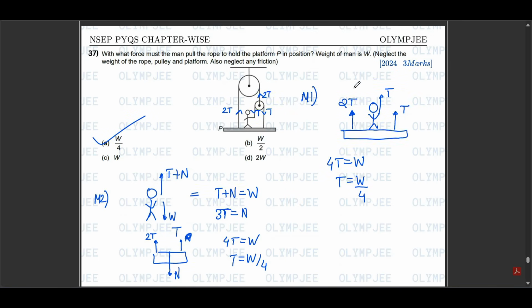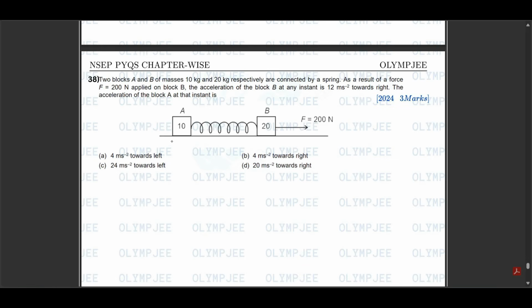So if we take the correct system, which is the block and the man combined, then we can solve in less number of steps. So question 38 says that two blocks A and B of masses 10 kg and 20 kg respectively are connected by a spring. As a result of a force 200 newtons applied on the block B, the acceleration of the block B at any instant is 12 meters per second square towards the right. So we have to tell the acceleration of A at that instant.